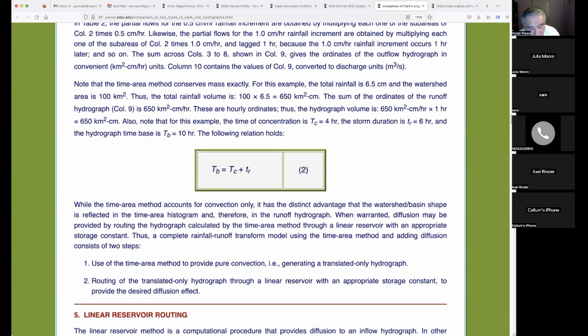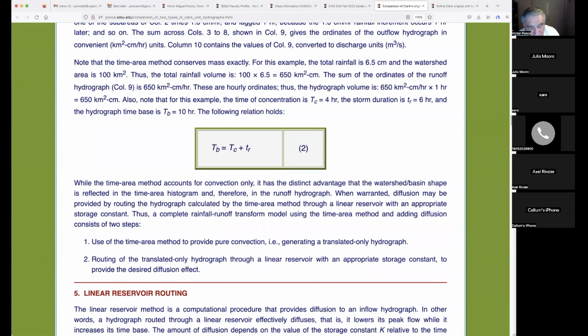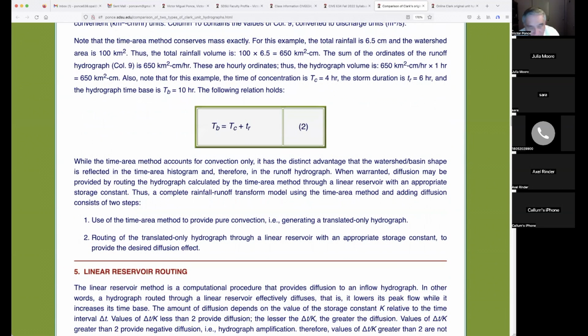Okay, a complete rainfall runoff transform model using the time area method and adding diffusion consists in 2 steps. Use of the time area method to provide pure convection and generating a translated only hydrograph. We already did that. That's the previous table. And then routing the translated only hydrograph through a linear reservoir with an appropriate storage constant. That needs to be qualified.